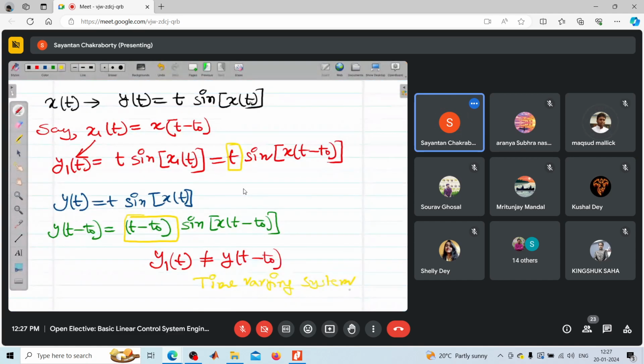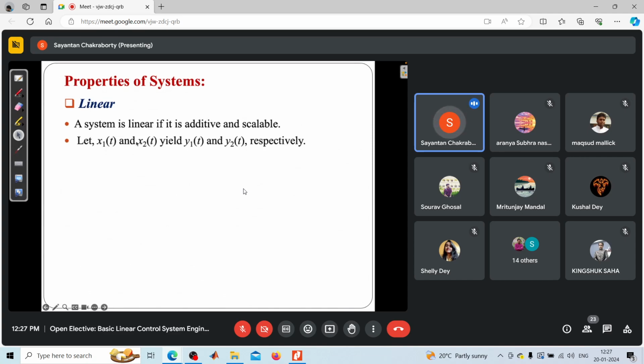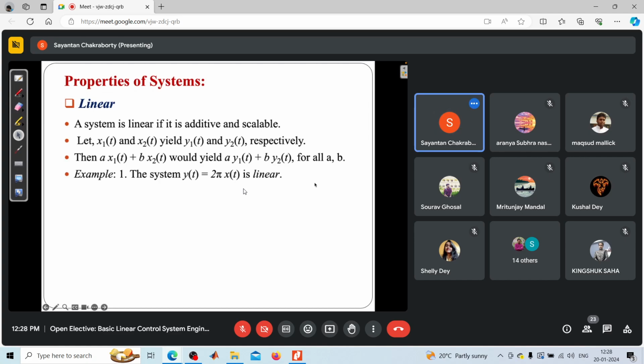Okay, very fine. And finally, we have the most trivial of these, the linear system. If it is additive and scalable, then we call it a linear system. Suppose x1 and x2 yield y1 and y2, then a x1 plus b x2 should yield a y1 plus b y2 for all a and b. That is a linear system.